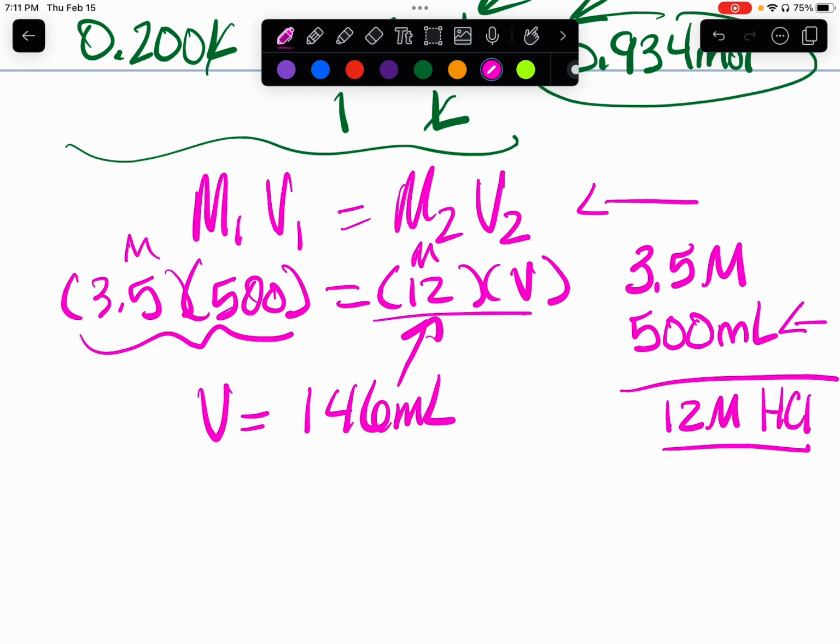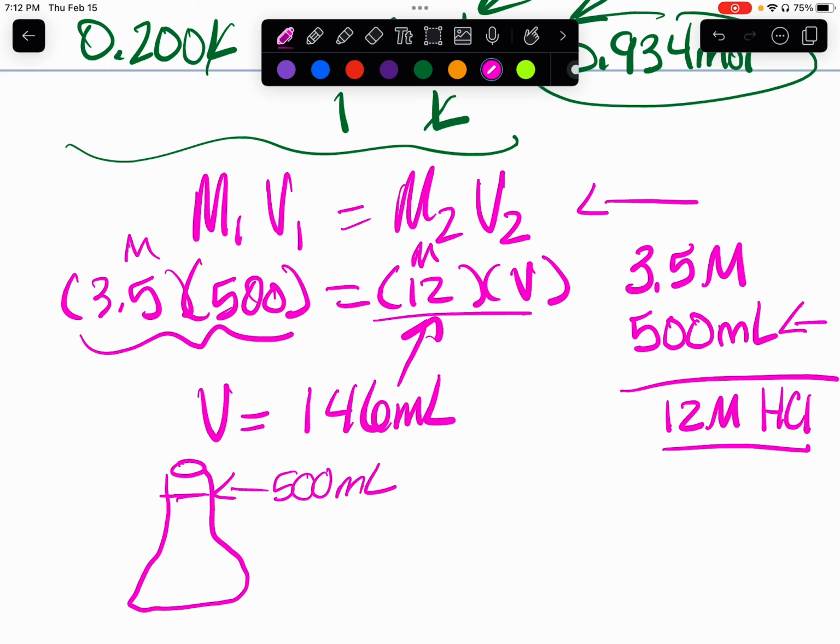So how would you make this solution? You would get something called a volumetric flask, and it doesn't look like a flask. I'll show you in class. It's really pretty. It's round, but it's got this marking on the neck, and that marking is exactly 500 milliliters.